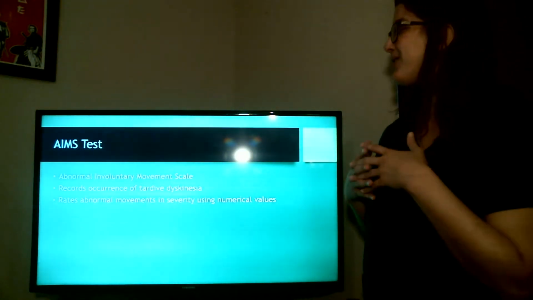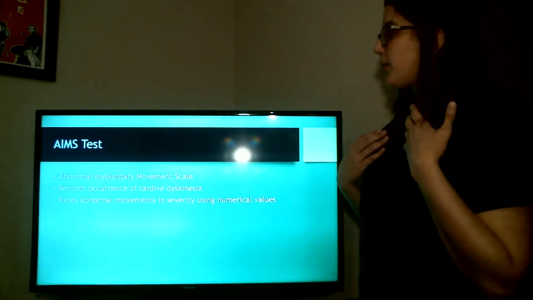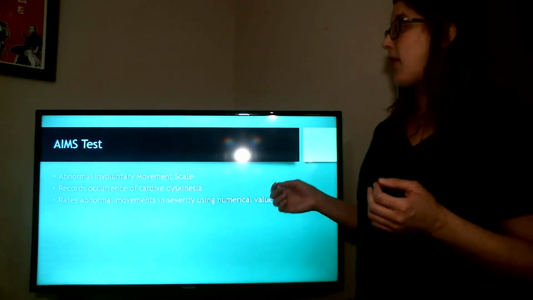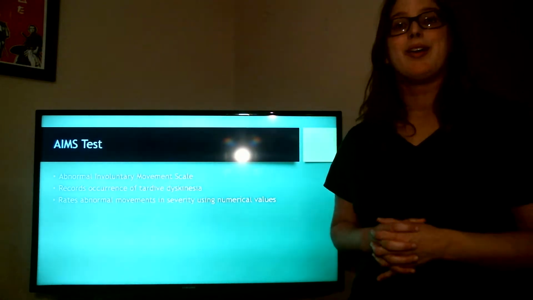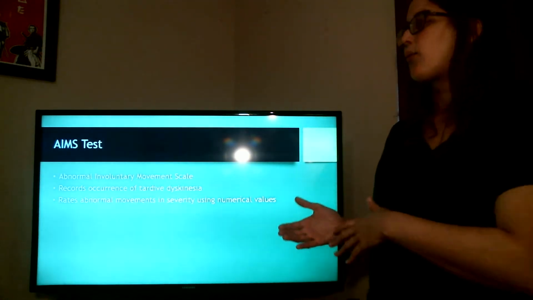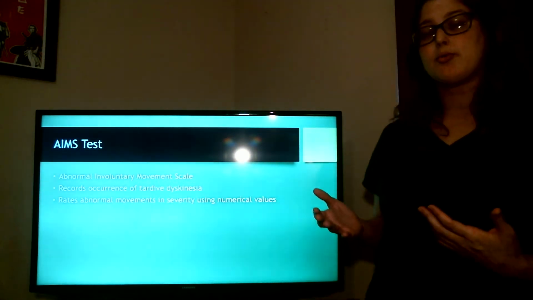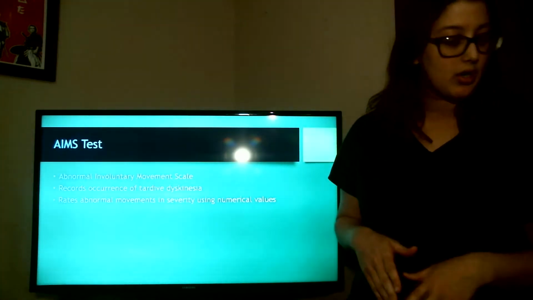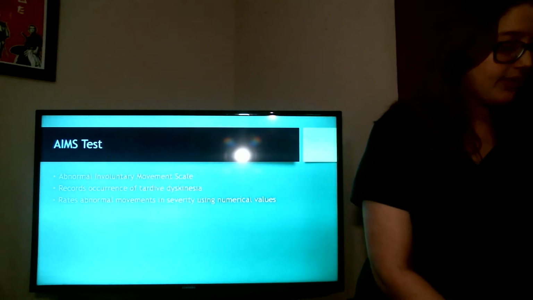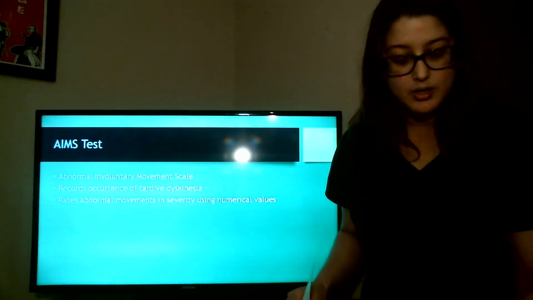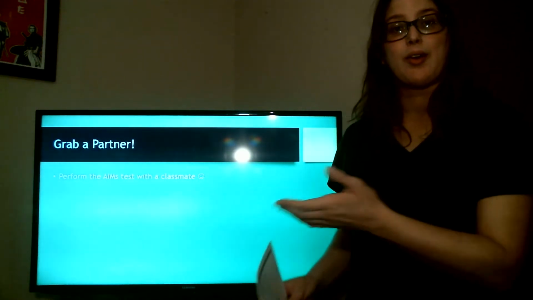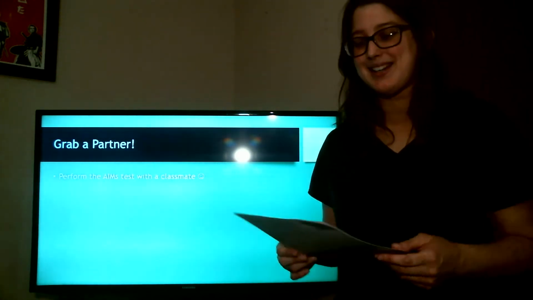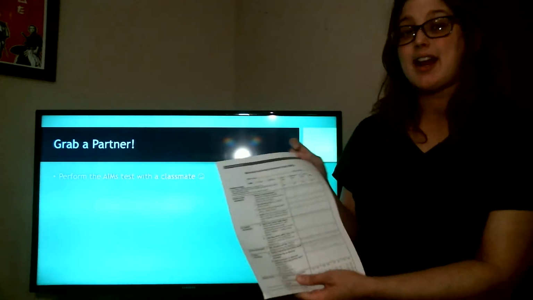AIMS test. So to record the occurrence of tardive dyskinesia, we use the AIMS test, and it stands for Abnormal Involuntary Movement Scale. So this kind of rates the severity of the movements on a scale from 0 to 4. I'm going to pass out a handout that shows the scale, and when I pass that out, we're going to do a little exercise. We're going to perform the AIMS test with a classmate. So I'm just going to go over this handout with you guys.